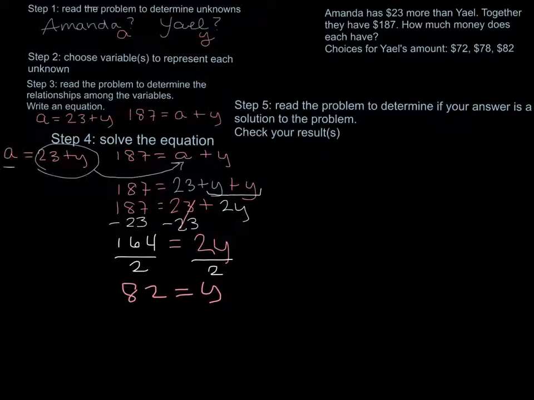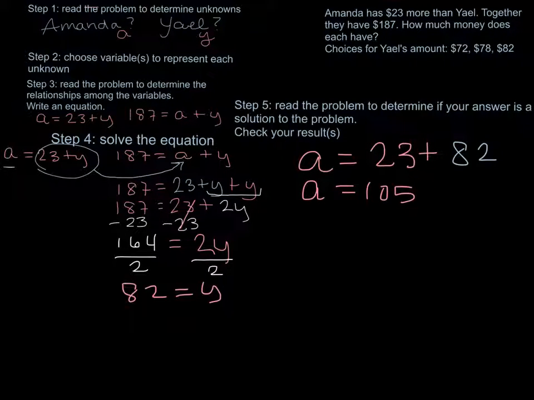I can do this one of two ways. I can either take 187 and subtract 82 to get A, or I can take 23 and add it to 82 to get A. I don't know about you, but addition is often slightly easier for me than subtraction, so I chose to add 23 and 82 to get 105, Amanda's total as 105.